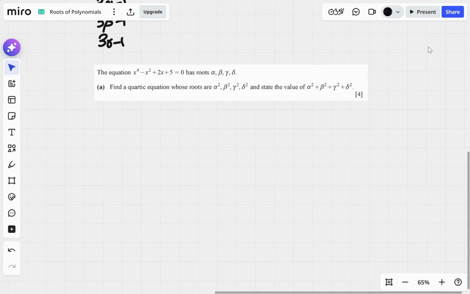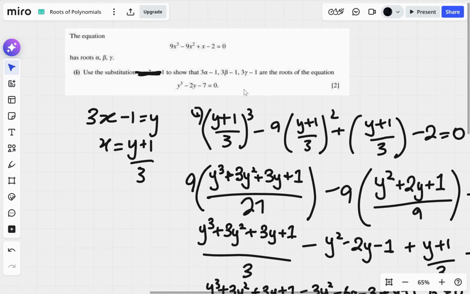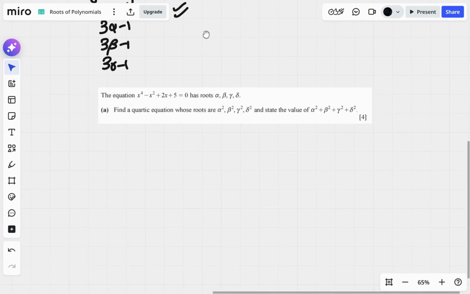Okay, now let's start with this question. This is a bit different from the previous one. The previous one, in the previous video, was this one, where the substitution was 3x minus 1 is equal to y. So this one is a bit different.